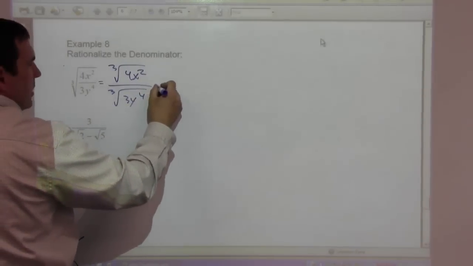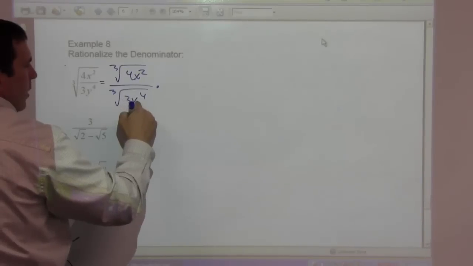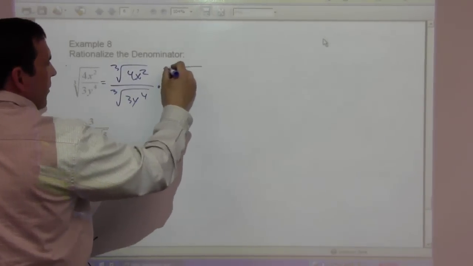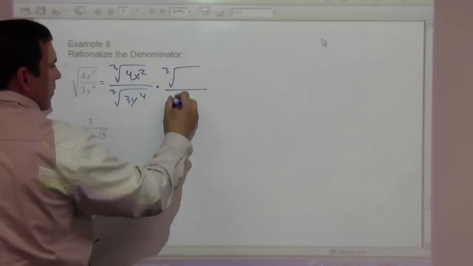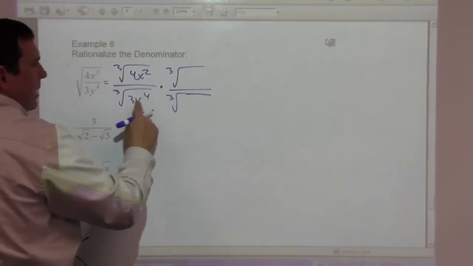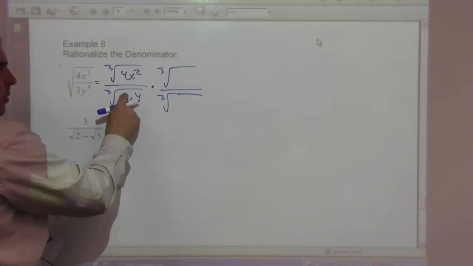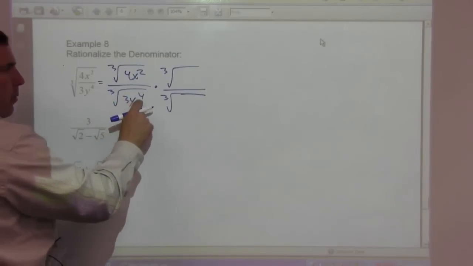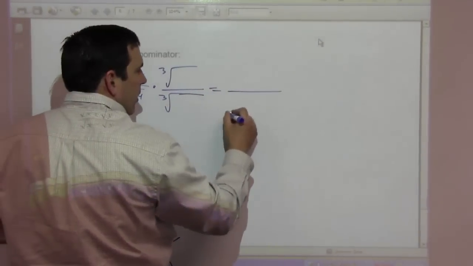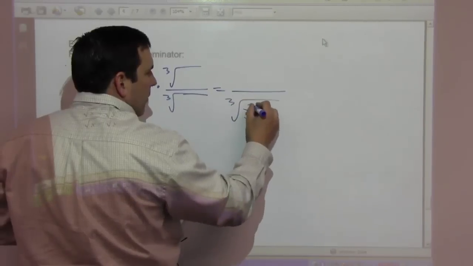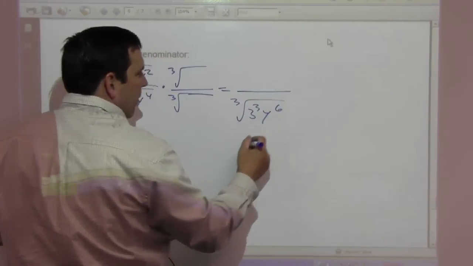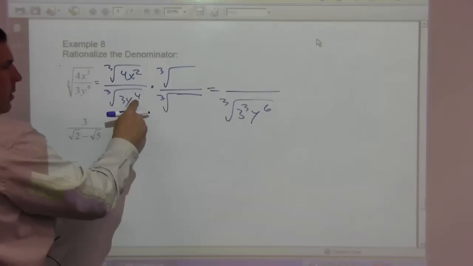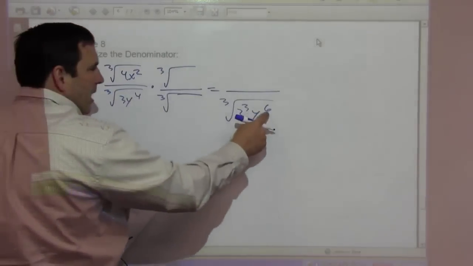So what we do instead, and this is like a 3 to the 1, y to the 4th, we'll multiply by the cube root of something. And the idea is to have 3 be to the 3 power. It's the 1 power now. Our goal is to have it be the cube root of 3 to the 3 power, y to the 6th power. Because 4 can't be divided evenly by 3, but 6 can be divided by 3.